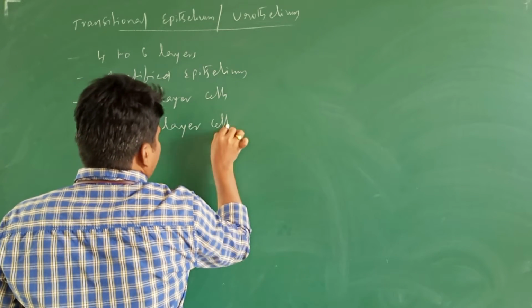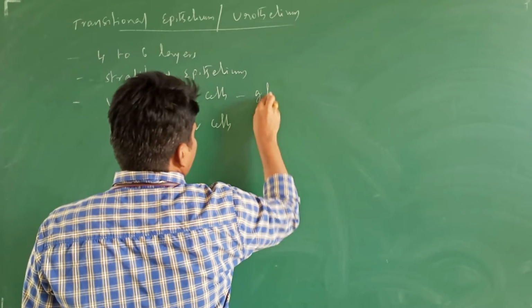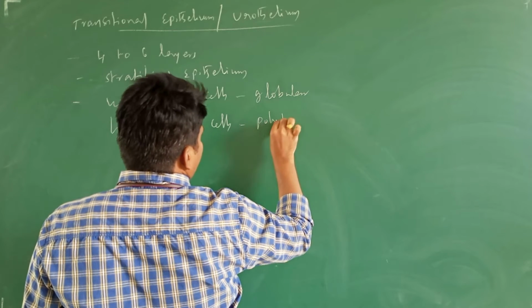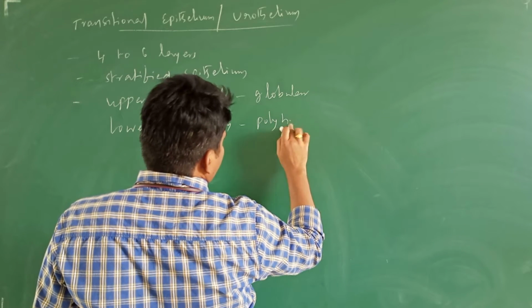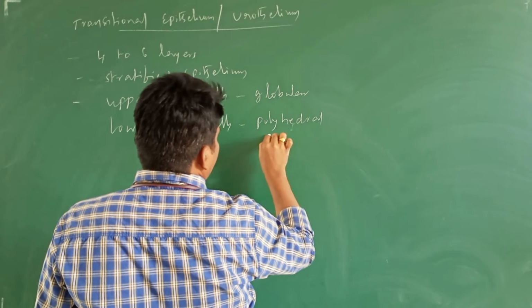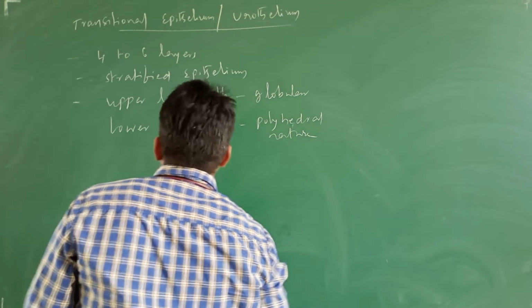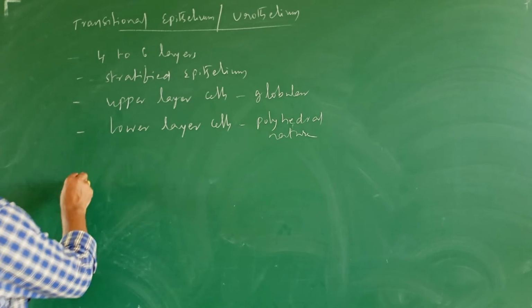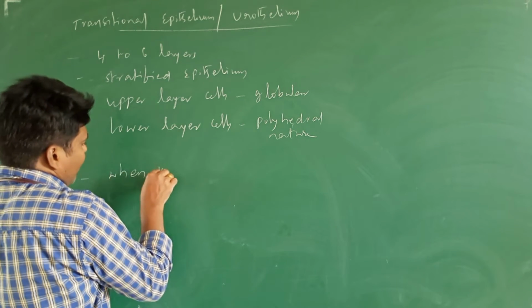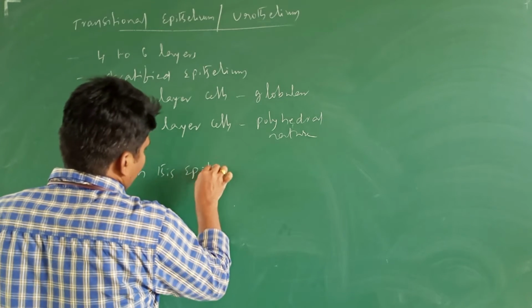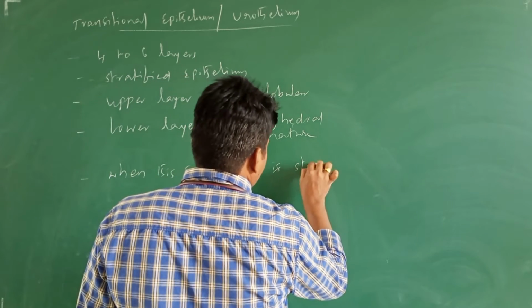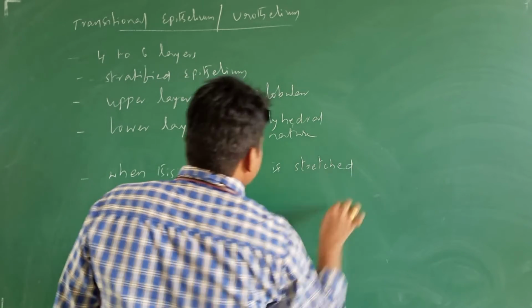The upper layer cells are globular. The lower layer cells are polyhedral in nature. So the upper layer of cells is globular, and the lower layer of cells is polyhedral. Next, when this epithelium is stretched, the cells become flattened.